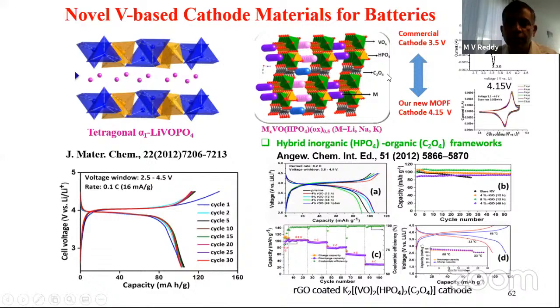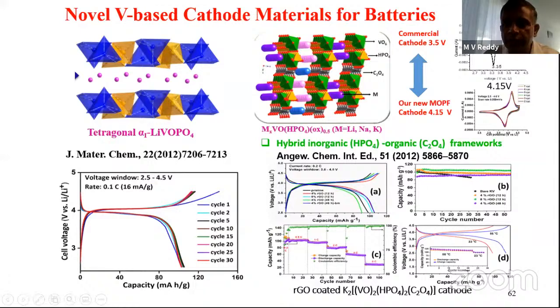We tried to prepare new metal organic framework materials. The advantage is that the vanadium complex system seems to be good; we are able to get nearly 4 volts. The beauty of this material is that, although we get slightly under 4 volts, the capacity is nearly 110.